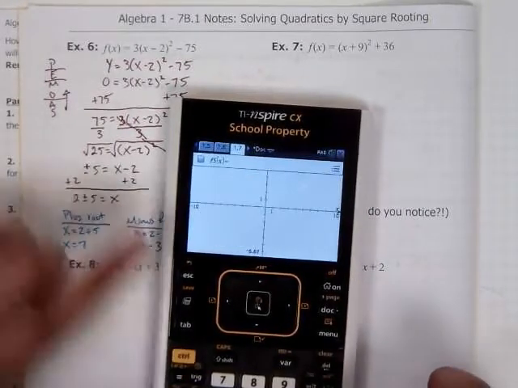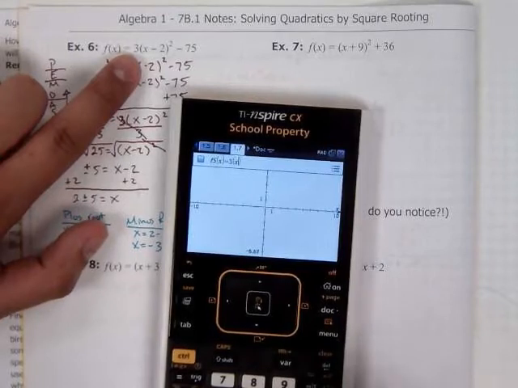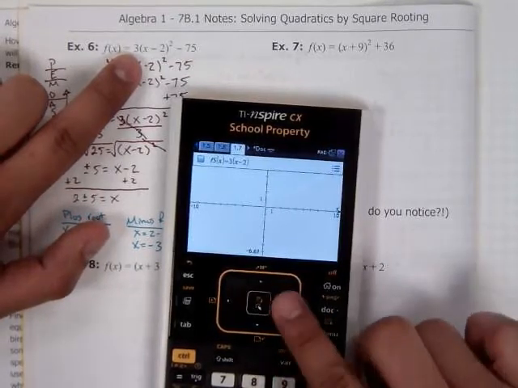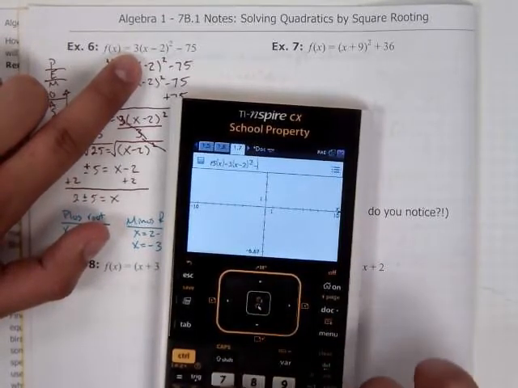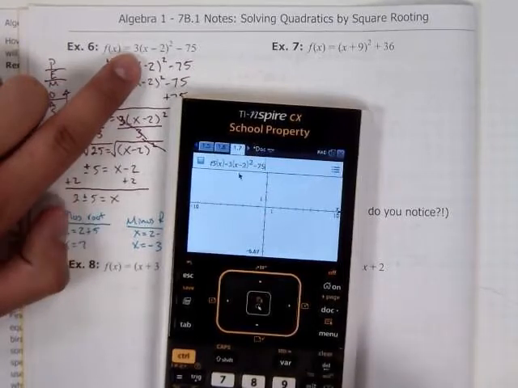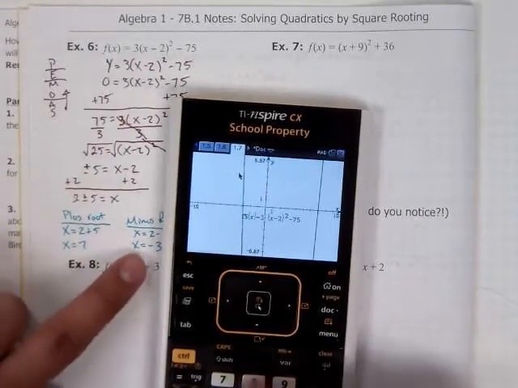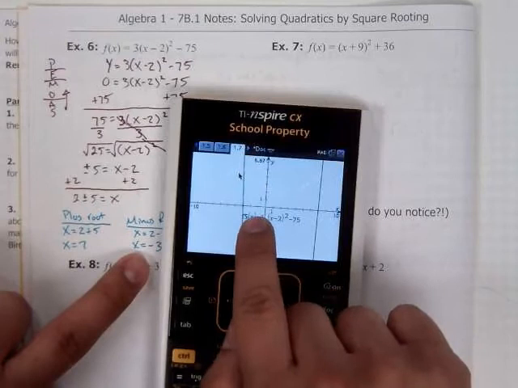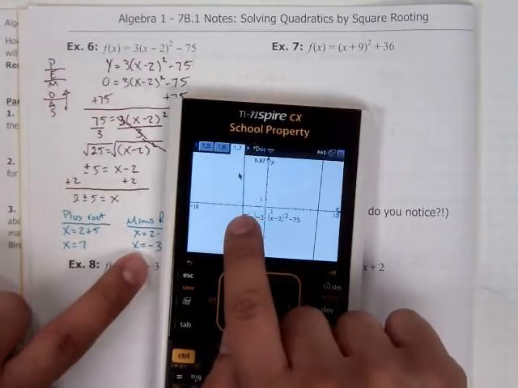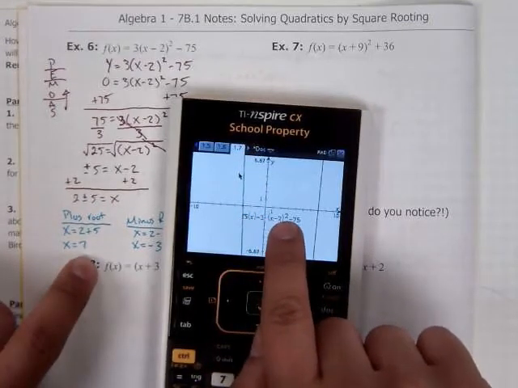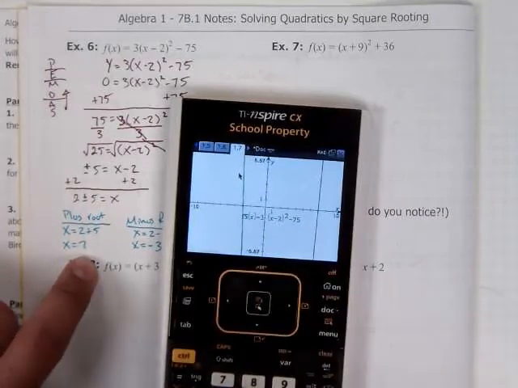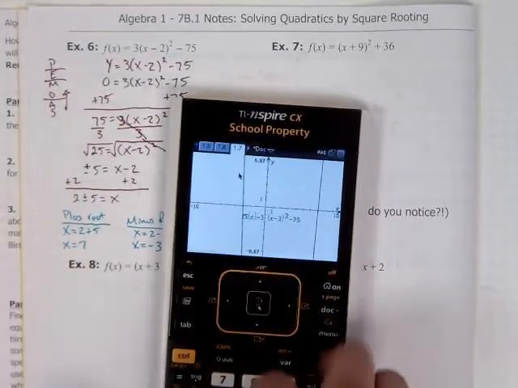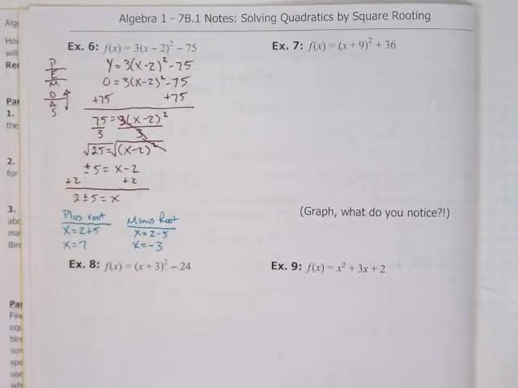So we're going to graph 3 parentheses x minus 2 squared minus 75. And we should have an answer at negative 3, 1, 2, 3, and a positive 7, 1, 2, 3, 4, 5, 6, 7. And you can use graph trace to get through that, but you're going to try to do this quickly.